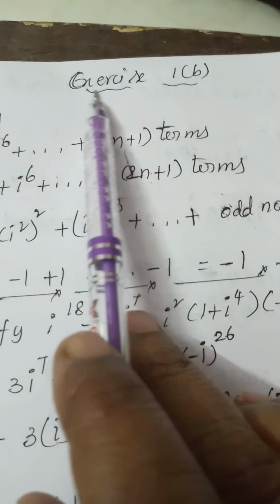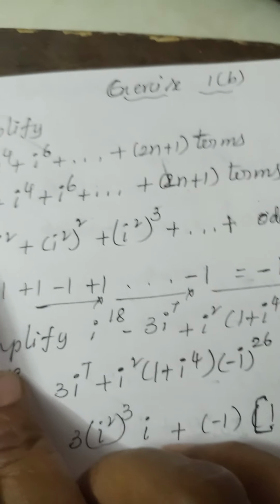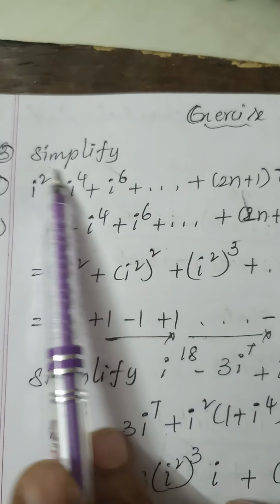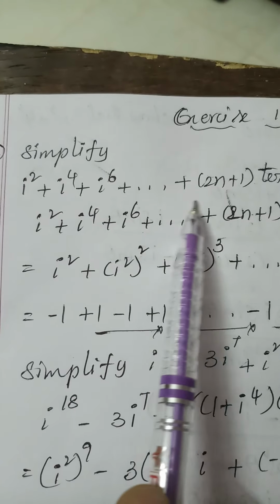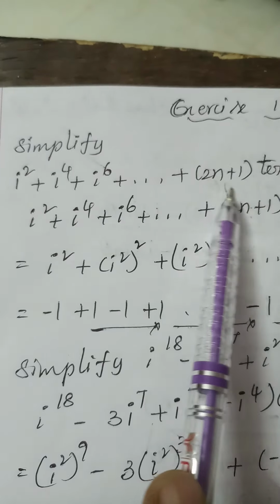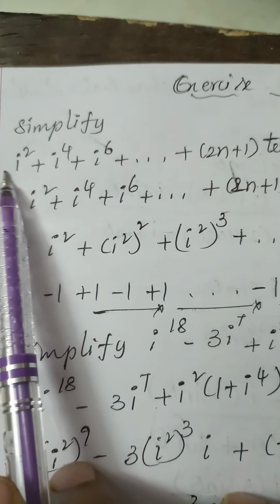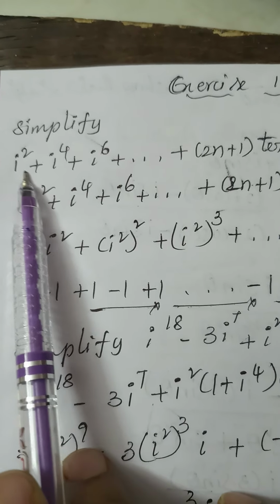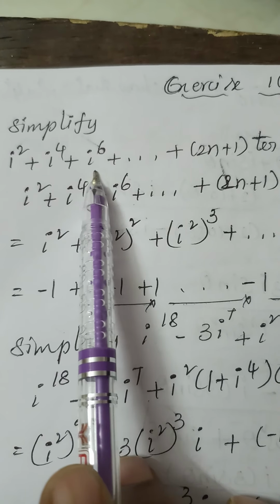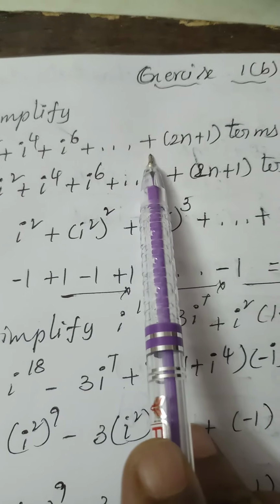This is in exercise 1B, third sum. Simplify means we have to write this in a smaller form. The given problem is i square plus i power 4 plus i power 6 plus and so on.